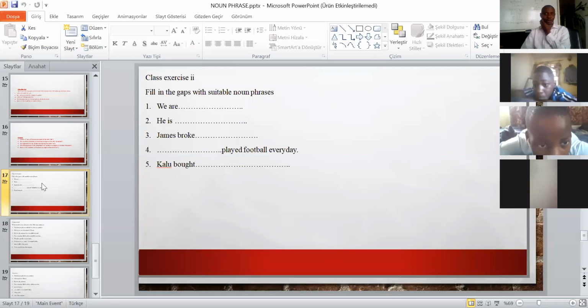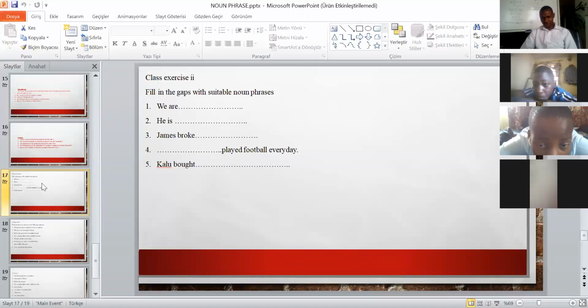Playing football. No. I won't take that. Araulu, I won't take that. A plate of rice. Kalu bought a plate of rice. That's correct. Stupid boy. All right. Manage it is a noun phrase. Best football player is a noun phrase. To work is a noun phrase. At a concert is a noun phrase. A madman is a noun phrase.